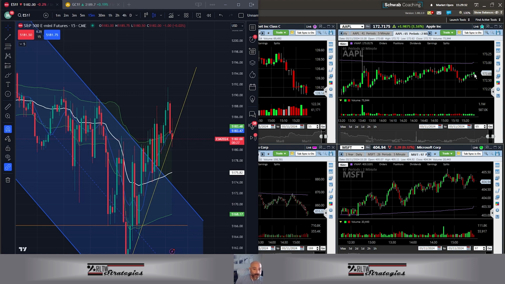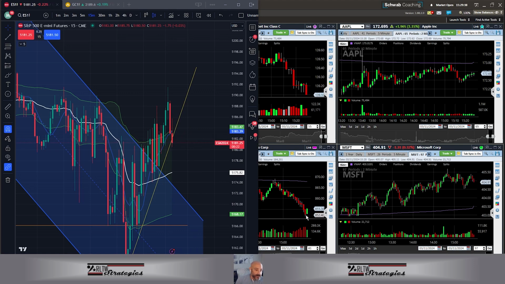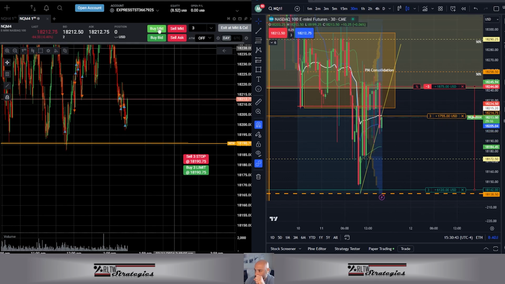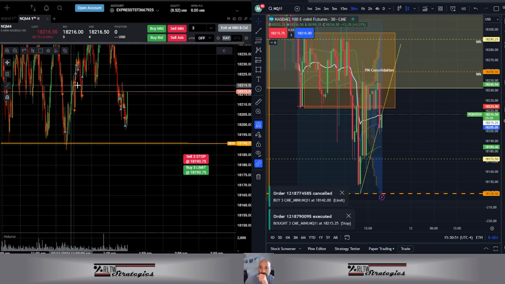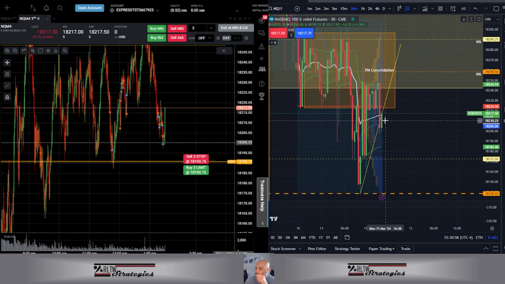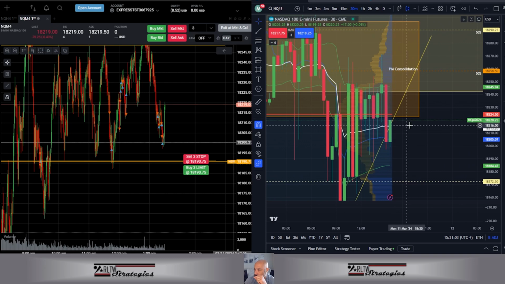Got Apple slowly creeping up, Microsoft coming down, Nvidia bouncing at the low of 852. There we go. Maybe buying. Could be buying right here. Might stop out my position, which is fine. There we go. Does it reject off the VWAP? We could reject off this level right here. This is where the VWAP is. Maybe rejected off the VWAP.